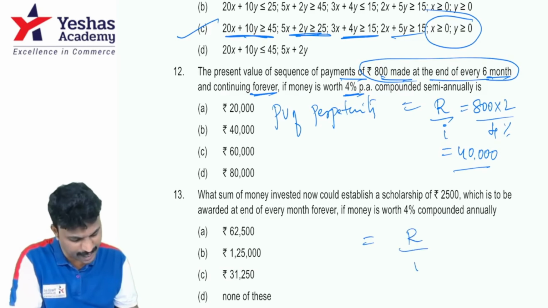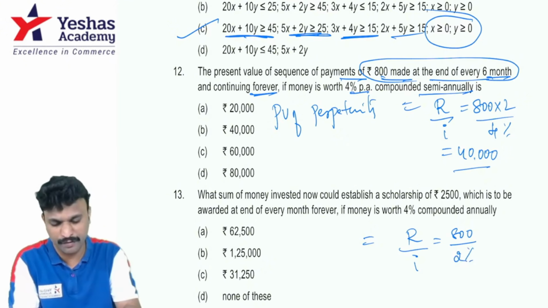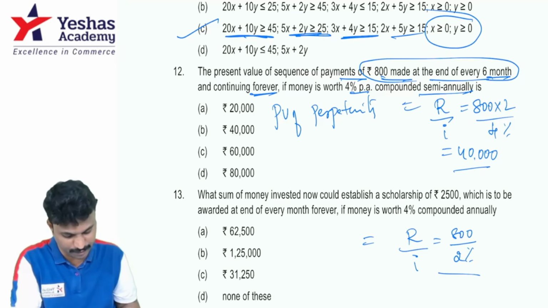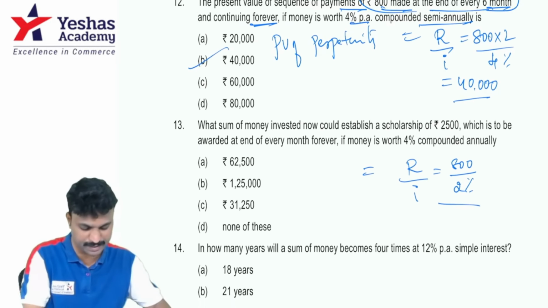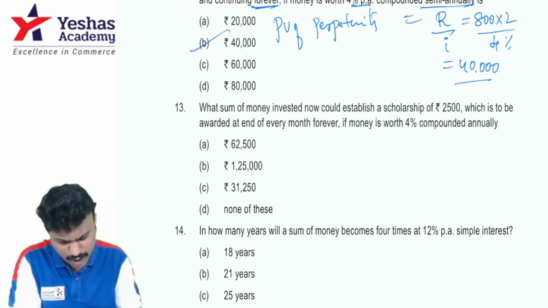Guys, if you want to convert into half yearly, you can still do it. It is R by I. R is 800 only per half a year, and 4% compounded semi-annually means it becomes 2%. Even if you do this, 800 divided by 2%, you end up getting 40,000 only. That means option B itself is the right answer. Have you all understood? Guys, moving on to the next question.